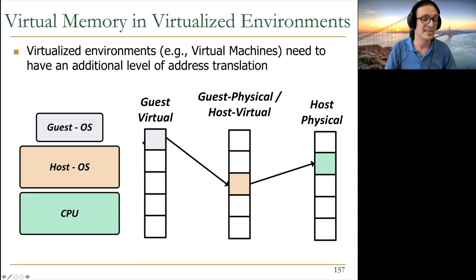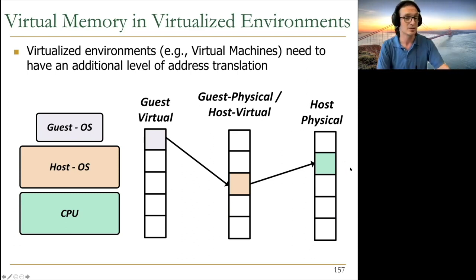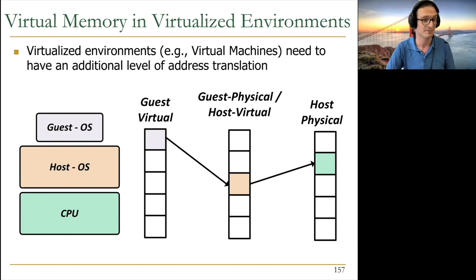And existing hardware, x86 hardware for sure, provides support for directly translating from the guest virtual address to the host physical address, while trying to avoid as much as possible this indirection level. So that's a direct support for virtualized systems.